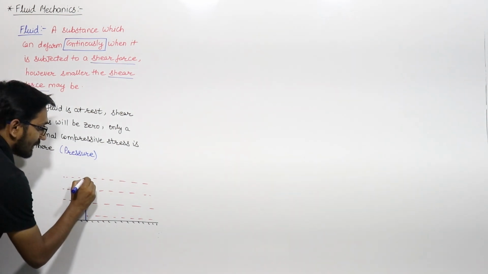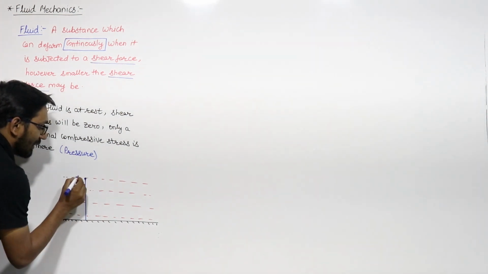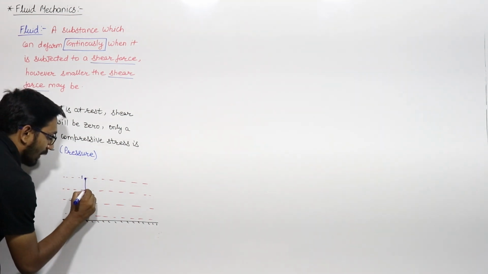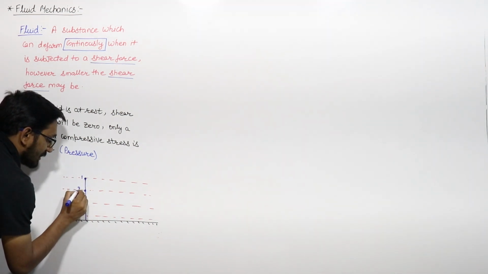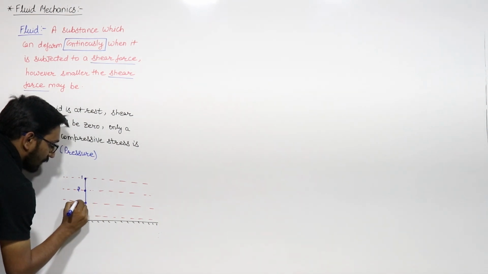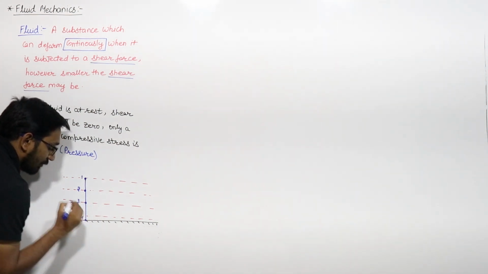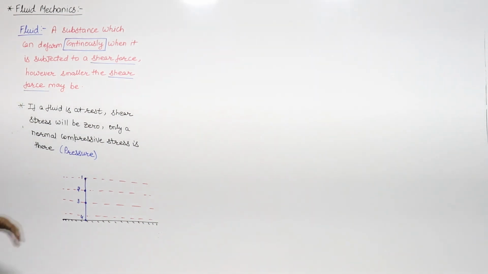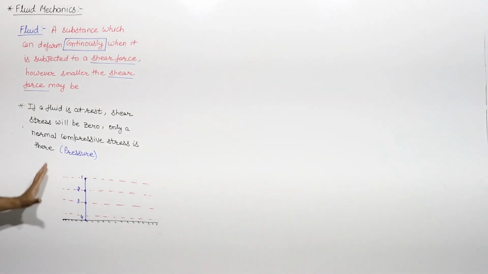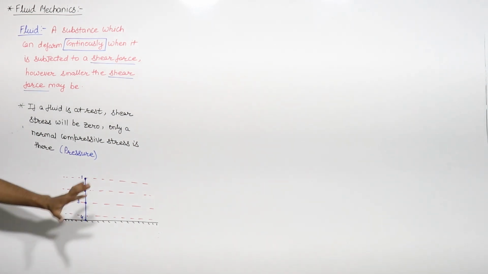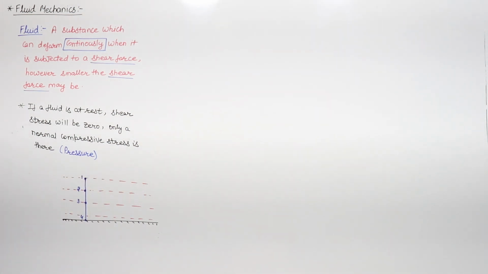On this section, let us say that there are 4 fluid particles. Let us say this is particle 1. On this layer, this is particle 2. On this layer, this is particle 3. And on this layer, this is particle 4. Initially, when there is no shear stress, all these particles are at rest. This fluid is at rest.